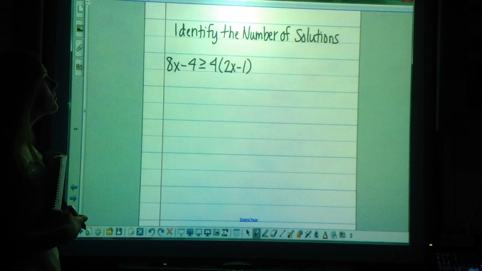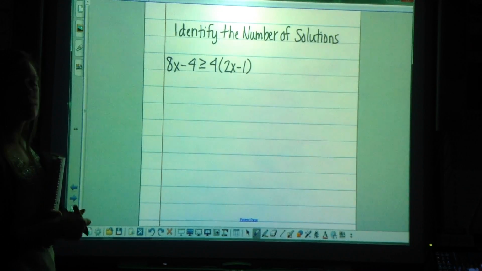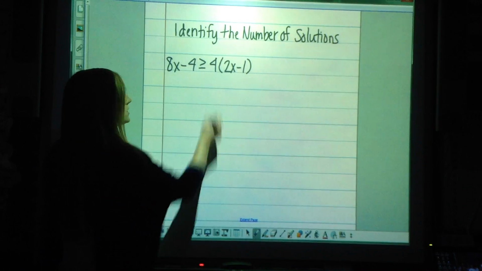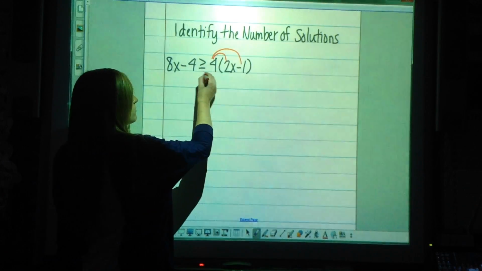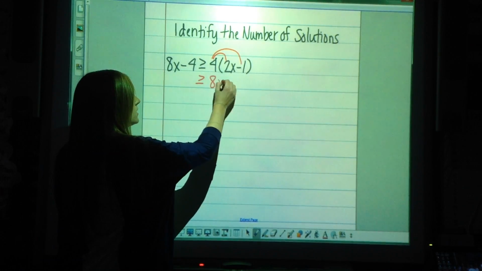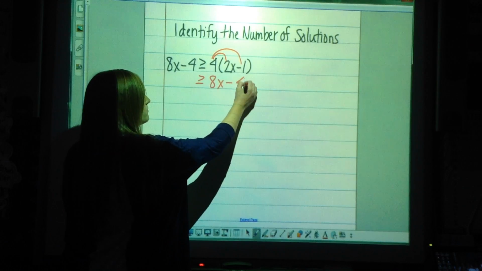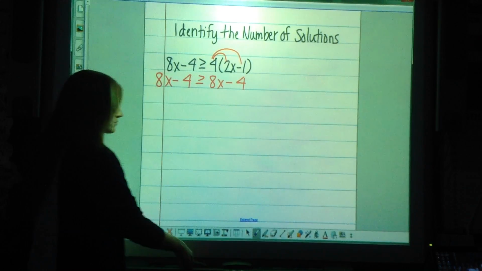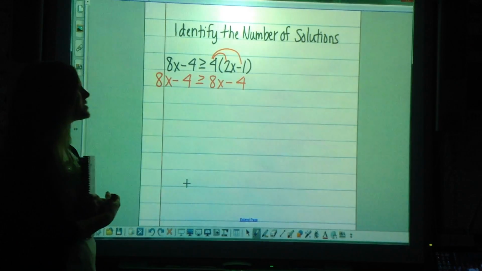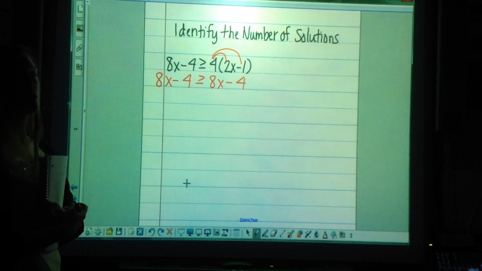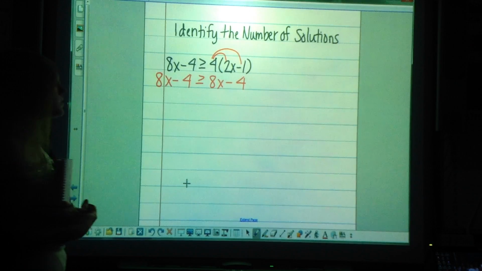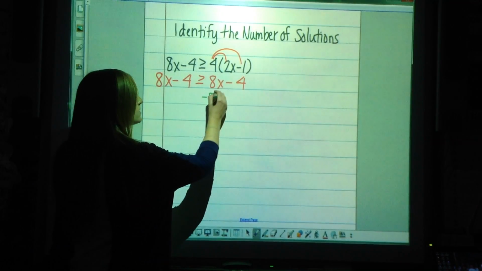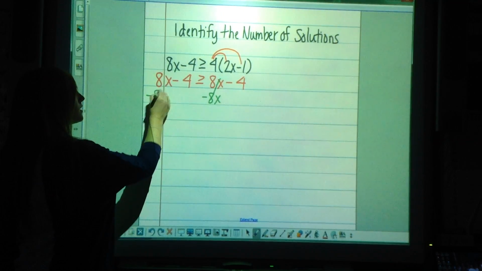So it looks like on the right side of this inequality, you're going to have to do the distributive property first. I'm going to distribute that 4 to the 2x and that 4 to the negative 1. On the left side, I didn't do anything, so I'm just going to drop it down. Now I have variables on both sides. We're going to want to collect them on one side or the other. I'm going to bring this 8x to this side.